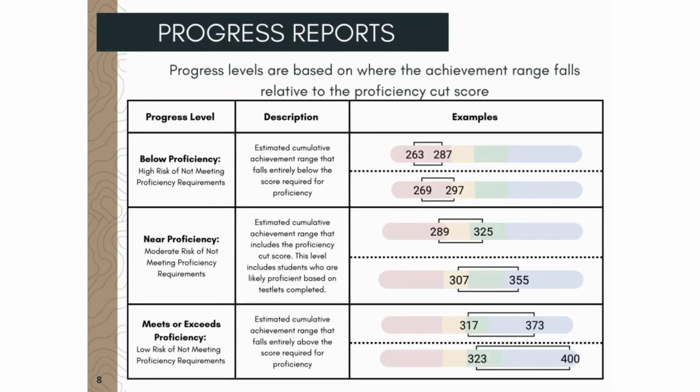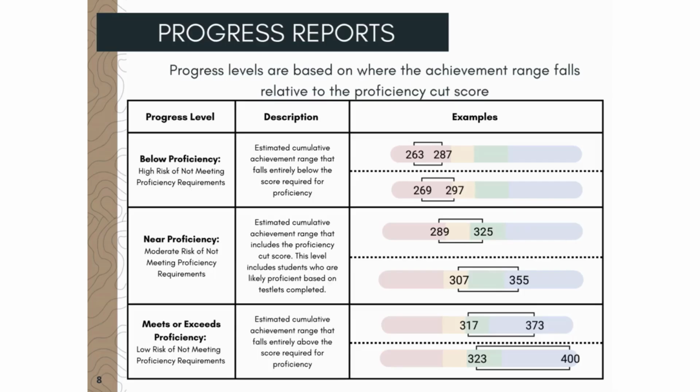Before we move into how to use progress reports, it's really important to understand progress levels. Progress levels are based on where achievement range falls relative to the proficiency cut score used for achievement determinations at the end of the year. MAST uses 3 progress levels: below proficiency, near proficiency, and meets or exceeds proficiency. As we talked about at the beginning of the video, this is really providing a signal of which students need additional support to be able to reach grade level proficiency by the end of the year.